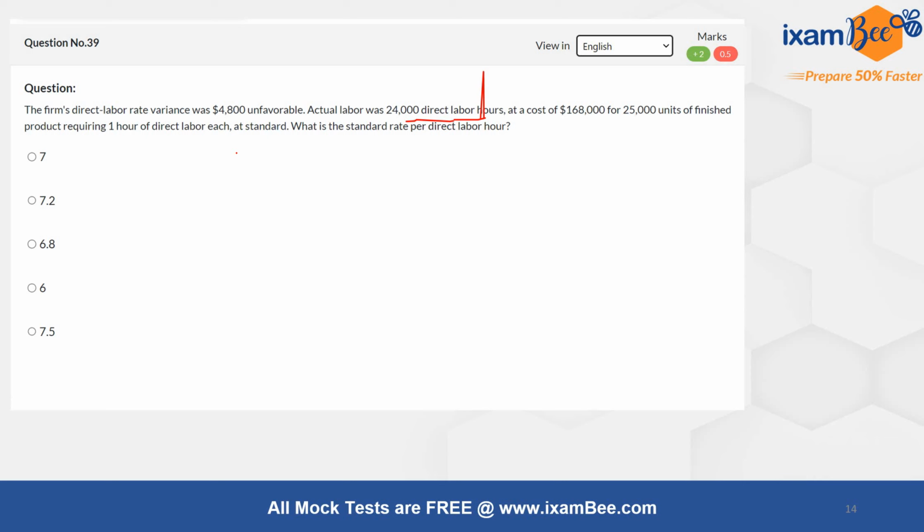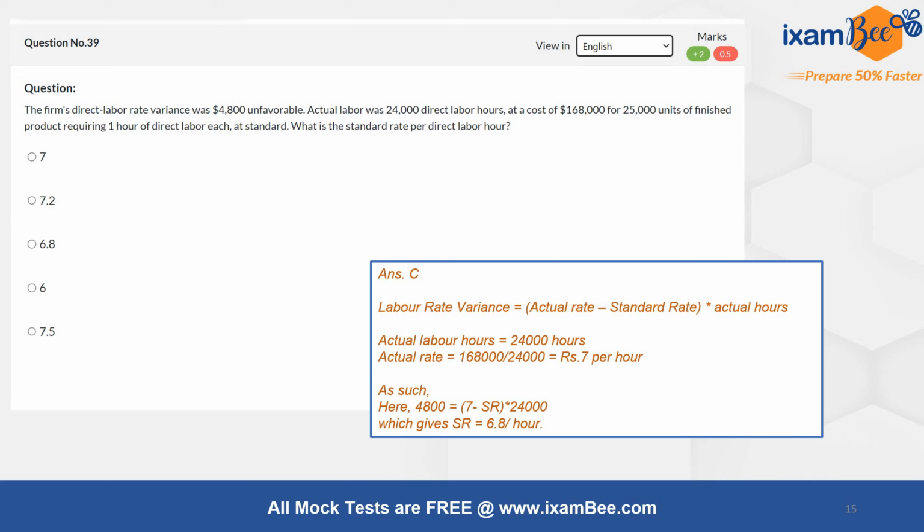So the 1 hour of direct labor each is required. So if I have to see the actual rate, what was the actual rate here? I have spent 1,68,000 for 24,000 hours. So 1,68,000 divided by 24,000 will give me the actual rate, which is ₹7 per labor hour. I know the variance, which is unfavorable in nature. All I need to now calculate is my standard rate. I already know the actual hours that I have spent. The actual hours are 24,000.